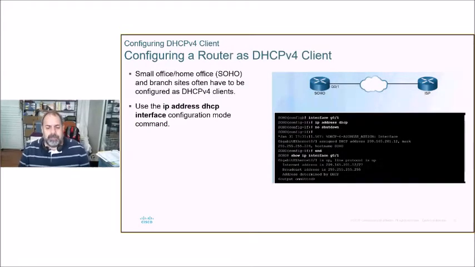Okay, so you can also have a router as a DHCP client. So typically that would be from your ISP. And so, of course, if you've got a small office, home office setup that you need to put in, basically it's IP address DHCP. Turn it on, and so it will actually send out a request, much the same as any other host.